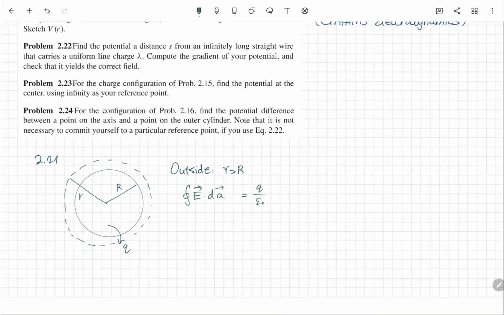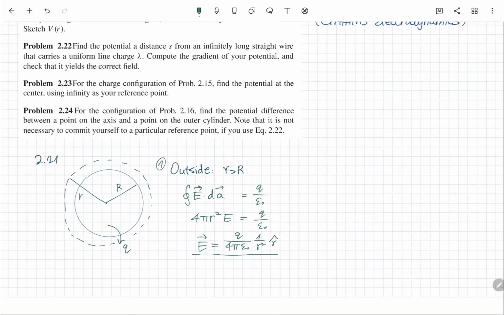the infinitesimal area of our Gaussian surface, dA. It's a sphere, and we're using spherical coordinates. This gives us 4 pi r squared E equals Q over epsilon naught. And E points radially outward, so we're simply adding a unit vector r over here. So this is our electric field for this case. We're calling it case 1.